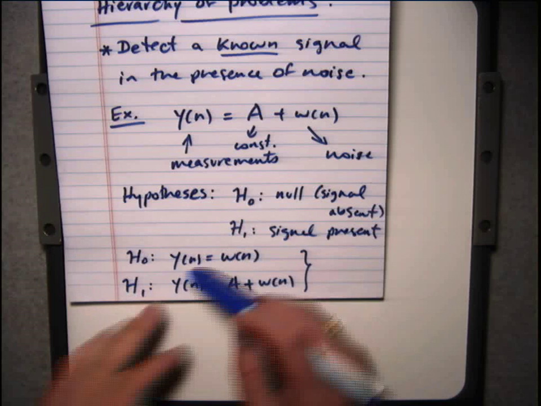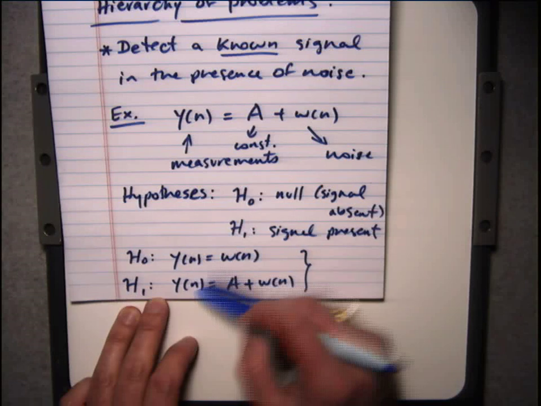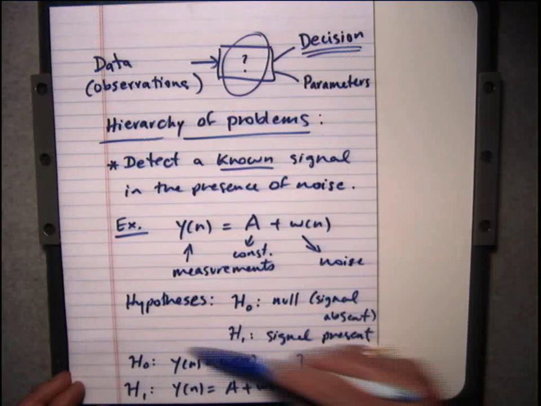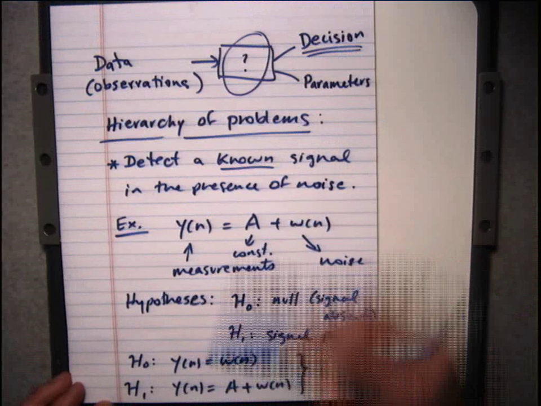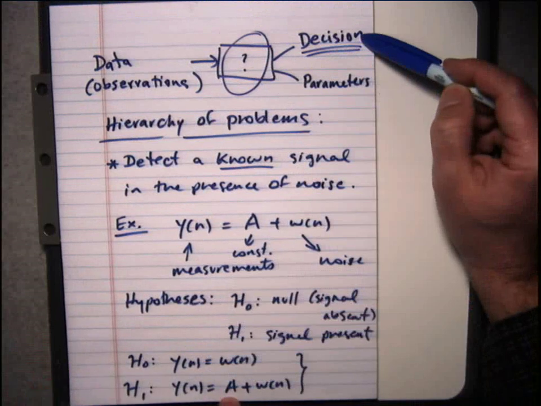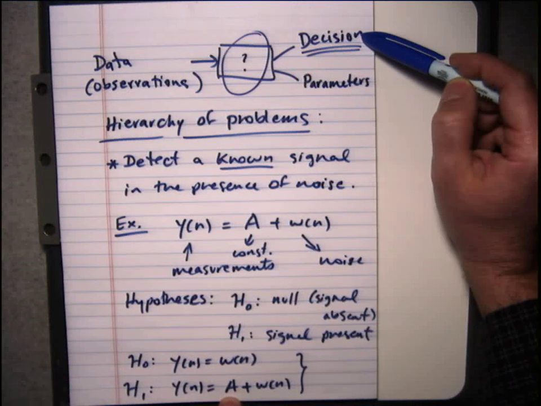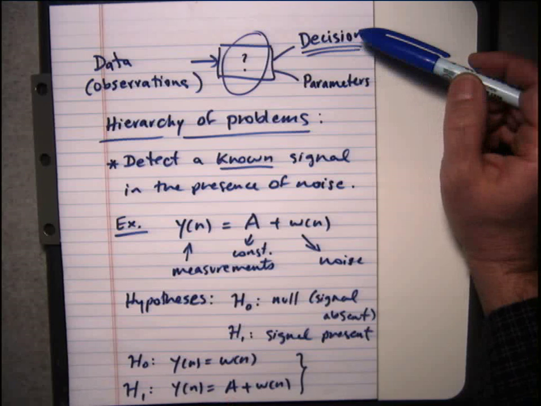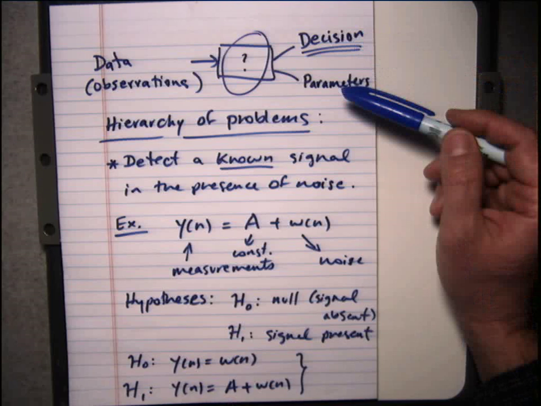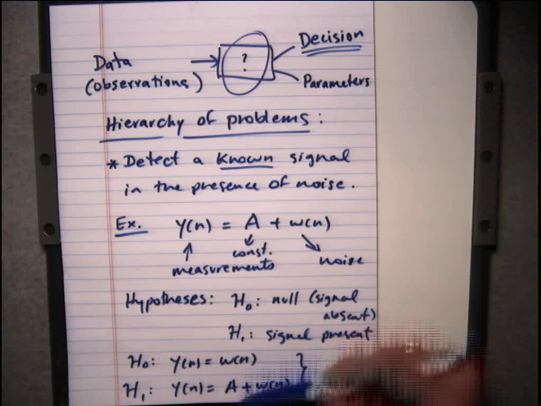And the idea is that you're going to collect all of these measurements y of n, and stick them into this box and somehow come up with a decision about whether this signal, which in this case happened to be very simple, a constant value A, is present or absent.